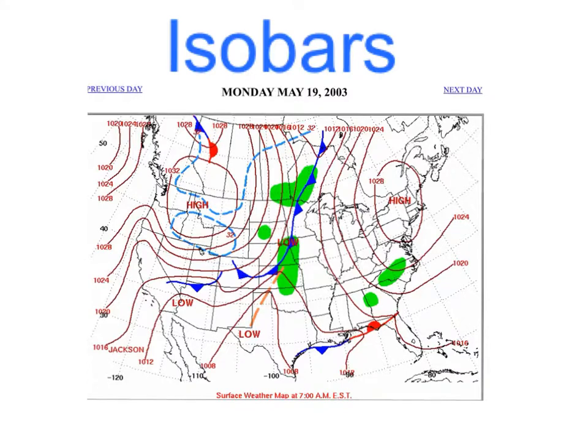Isobars are lines with similar barometric pressure. They help us understand the direction and strength of the wind in a particular area. For example, when the lines are closer together, that means stronger winds, and when they are widely spaced, that means light wind. A high-pressure system is when the pressure is above average, and a low-pressure system is when the pressure is below average. The average pressure is 1,013.